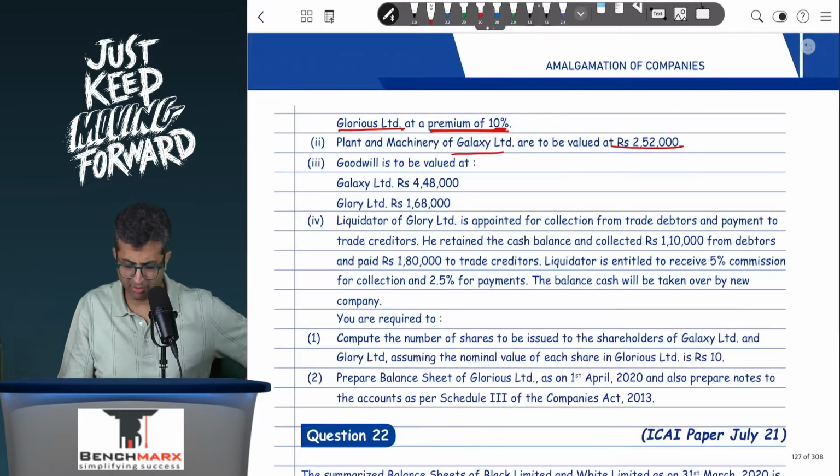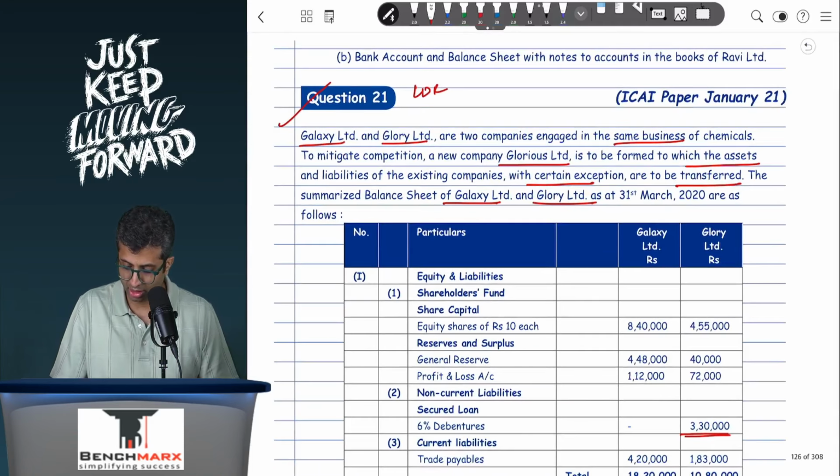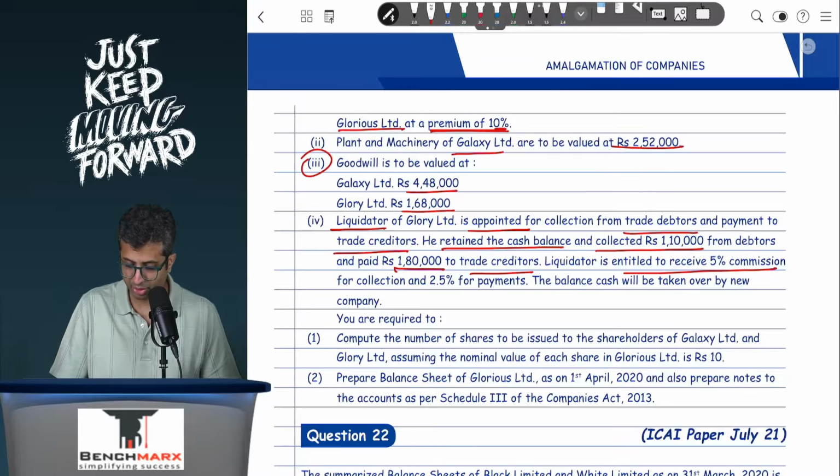And the liquidator of Glory is appointed for collection from trade debtors and payment to trade creditors. So this money will be collected. He retained the cash balance and collected 1,10,000 from the debtors and paid 1,80,000 to the trade creditors. The liquidator is entitled to receive 5% commission on collection and 2.5% on the payments. The balance cash will be taken over by the new company.